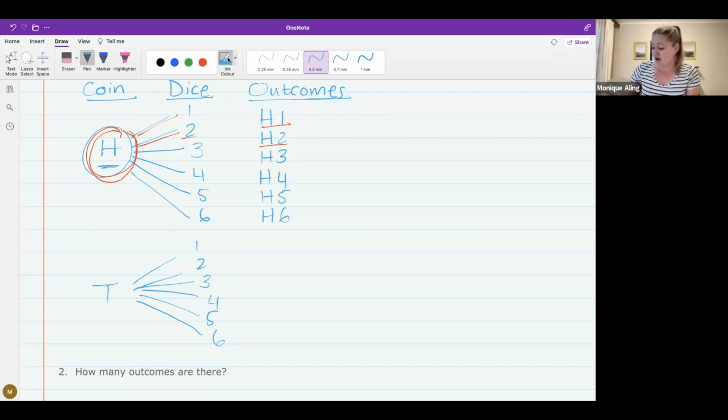Or you could land on tails and then land on 1 with the dice. Tails and 2, tails and 3, tails and 4, tails and 5, tails and 6. Another important thing that we need to remember is actually counting all the possible outcomes, all the possible combinations you can get, and that would be 12 outcomes.